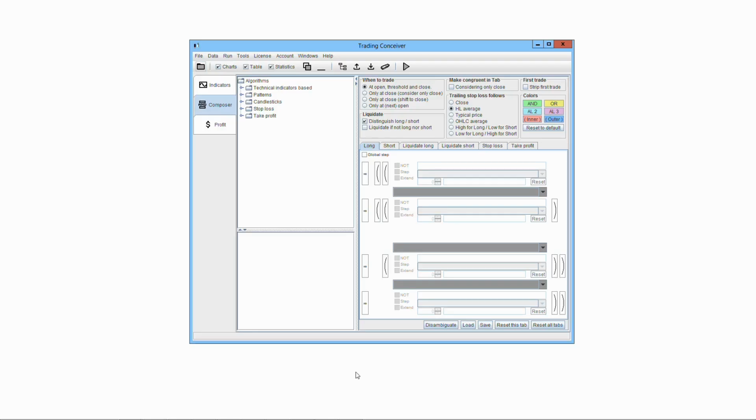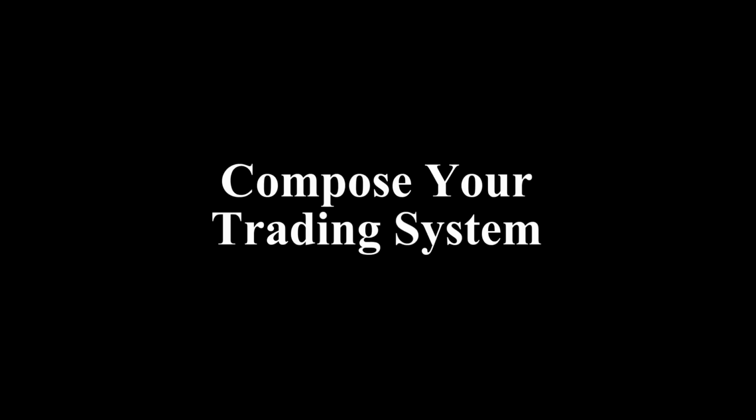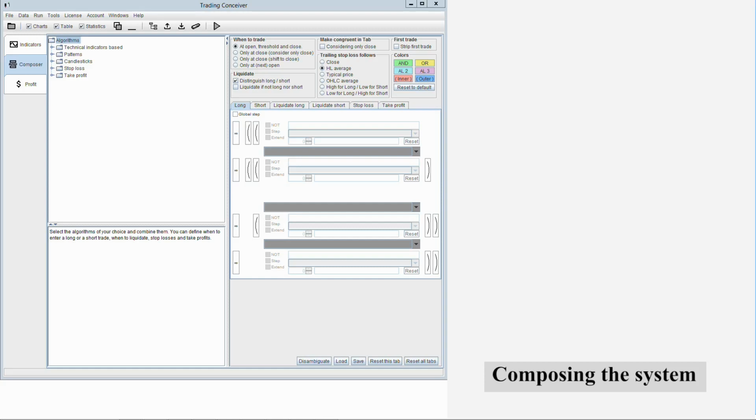In this video we give you a quick introduction to the whole workflow in Trading Conceiver. In order to compose your trading system, select the Composer tab. This is the core of Trading Conceiver. Start exploring the already implemented algorithms in the tree.